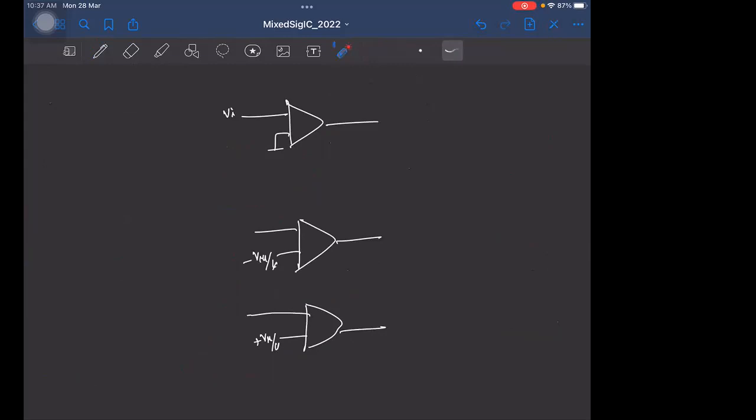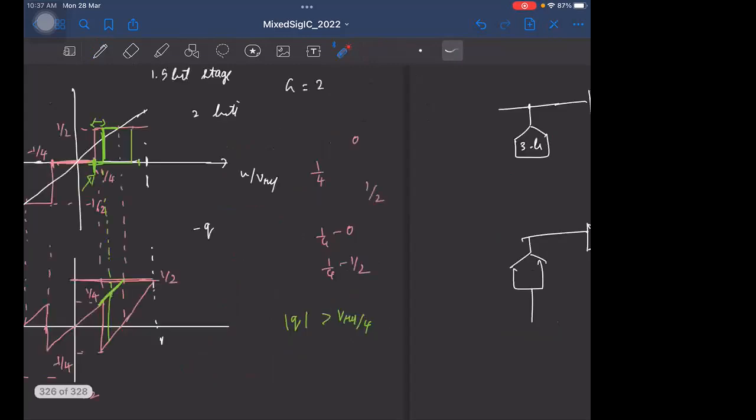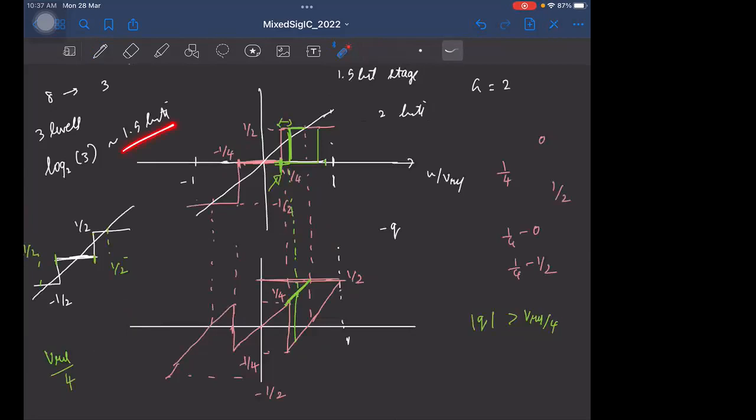So here again, in principle, this is only 1.5 bits. We have 2 bits, so that additional is redundancy. That's all. That's fine. Any questions? Okay.